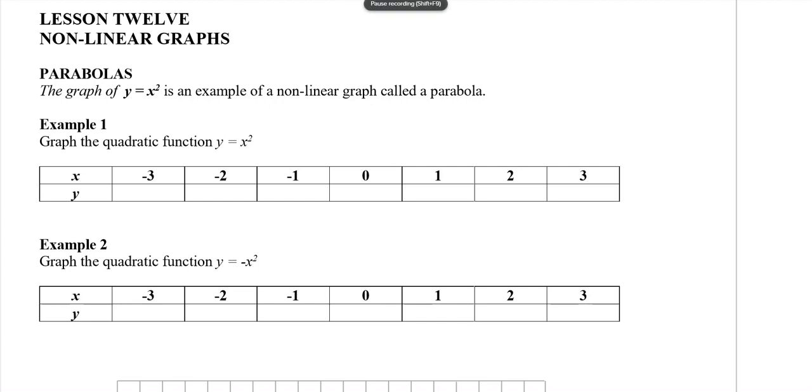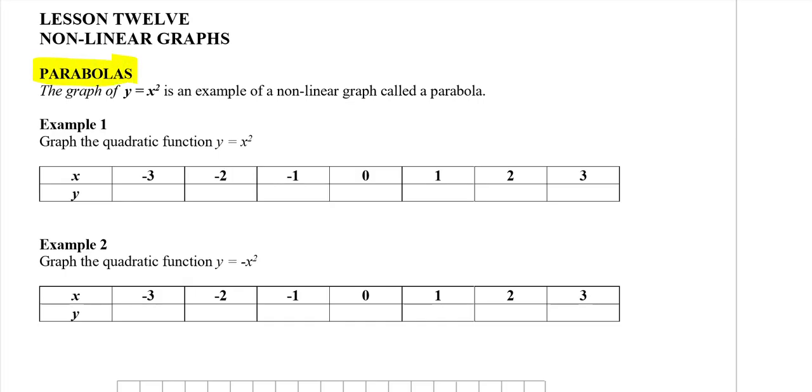Hello Year 8. Today we are looking at non-linear graphs. So the whole topic so far has been dedicated to straight lines. In this last little section we just want to have a brief look at something that is not straight, and more specifically a specific type. We're going to look at something called a parabola.